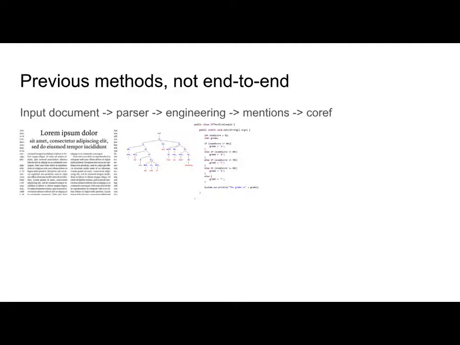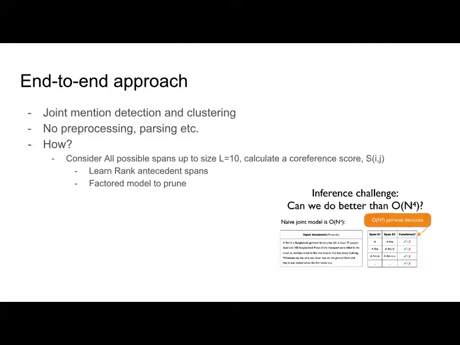This is the previous methods. You input the document to the parser, then you hand engineer some sort of rules, then you get your mention and your coreference. That is the classical method. For this end-to-end approach, the front part would handle the mention detection and the back part would handle the clustering, all in one fell swoop.